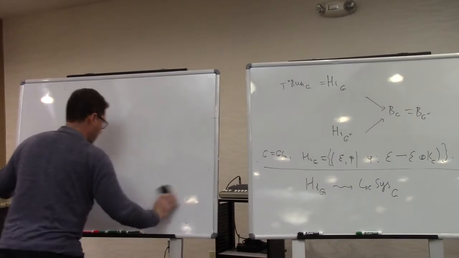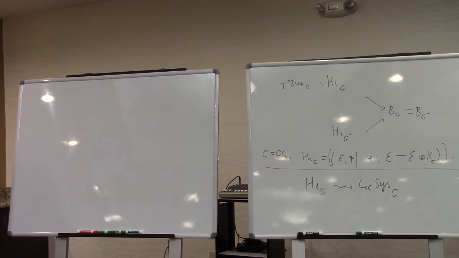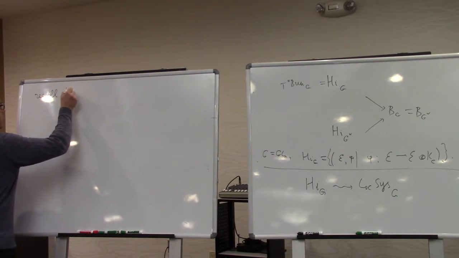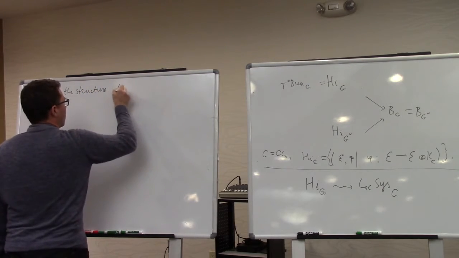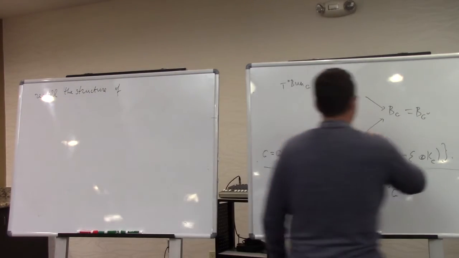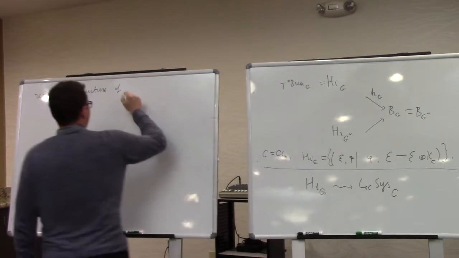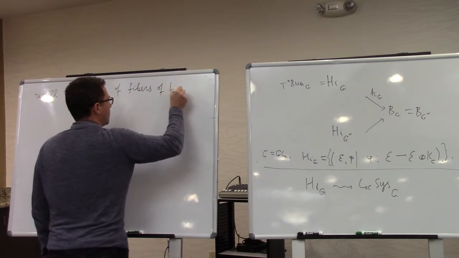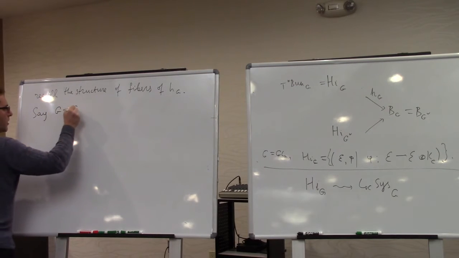So maybe the strategy is just to illustrate it for GLN. So recall the structure of the fibers of the Hitchin map h_G. Let's say G equal to GLN.